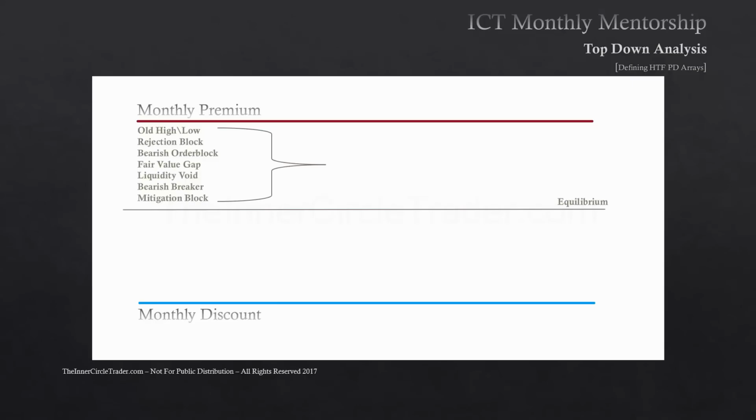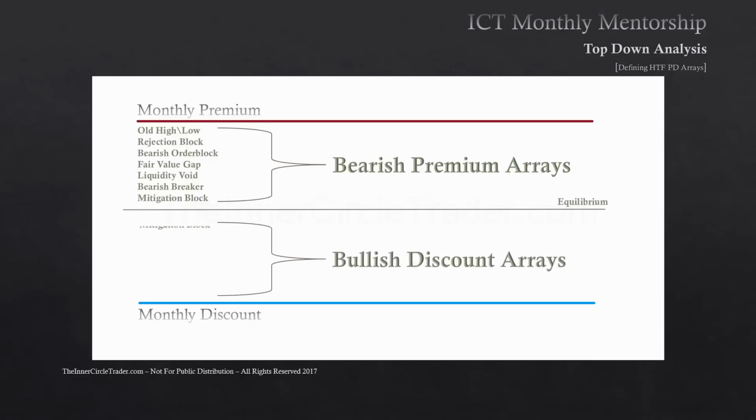You can see here the monthly premium arrays. These are going to be focused primarily on bearish premium array trading. In other words, you're going to be using these areas to frame a trade or look for bullish targets at these levels. For monthly discount, these are your bullish discount arrays, and you would be looking for these for bearish targets or looking to get long at any one of these based on the current conditions in the market.